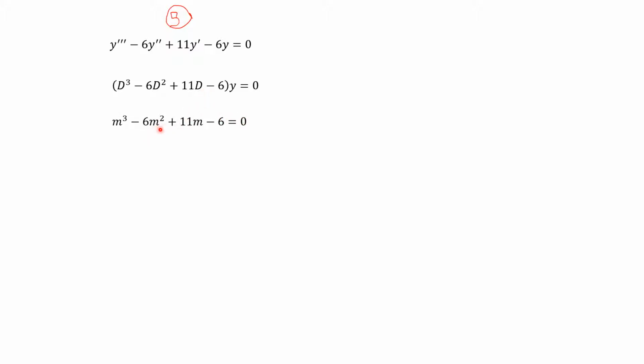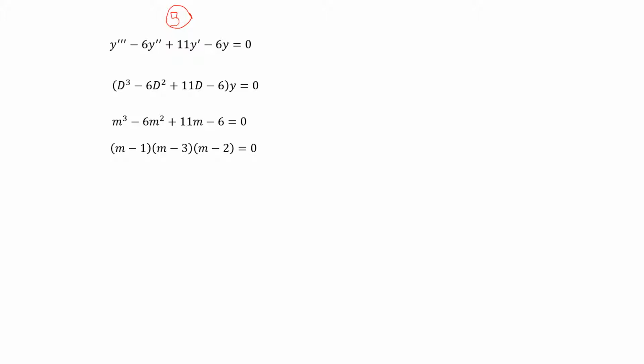That gives you m cubed minus 6m squared plus 11m minus 6 is 0. And find the roots of this cubic equation. You can factor this as m minus 1 times m minus 3 times m minus 2 is 0.